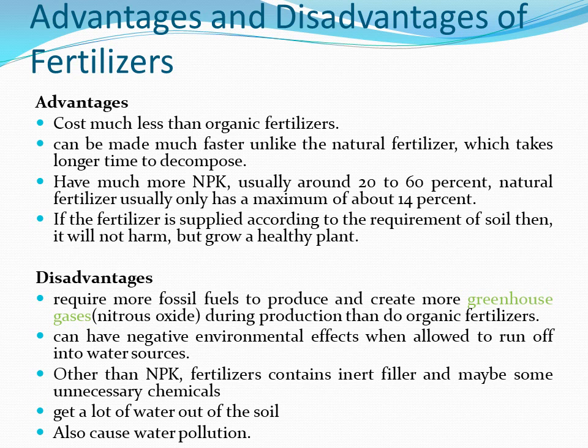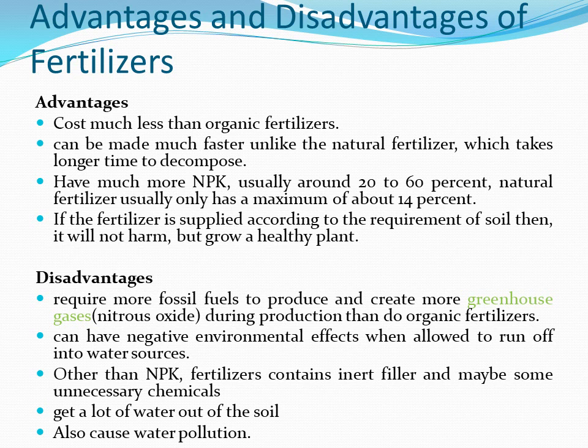These chemical fertilizers cost much less than the organic fertilizers. And also they can be made at a much faster rate than the natural or the organic fertilizers, which take a longer time to decompose. And as compared to the natural fertilizers, they contain much more NPK, that is nitrogen, phosphorus and potash content, around 20 to 60%, whereas natural fertilizers contain only a maximum of 14% NPK. And if a fertilizer is supplied according to the requirement of the soil, then it will not harm, but it will result in a healthy plant.